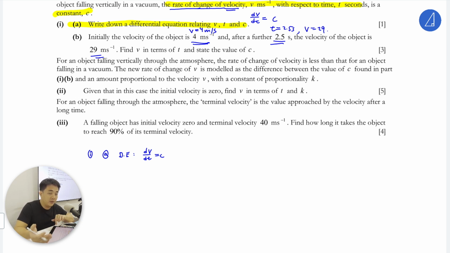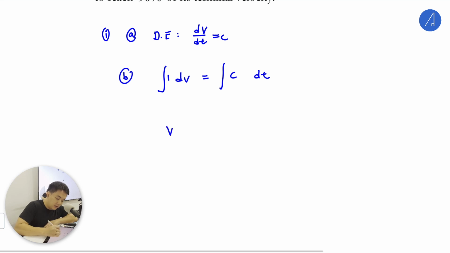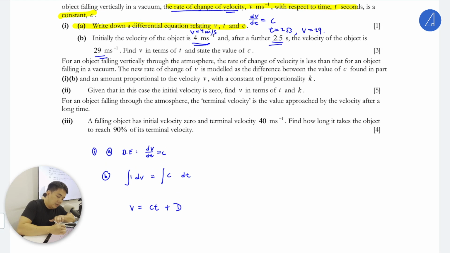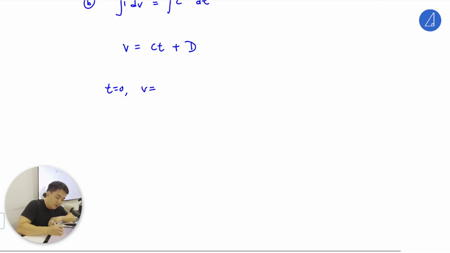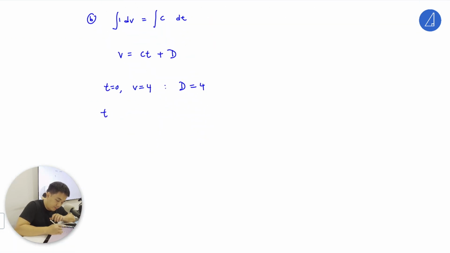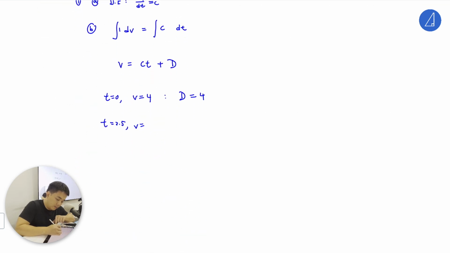I think it's not too bad. You just need to solve this DE. This is obviously separable form. So you move the dt to the other side, then you just add an integral sign. You can put a 1 here. So this is just v = ct + d. Initially, at t = 0, v is 4, so d is equal to 4. So when t is 2.5, v is 29.